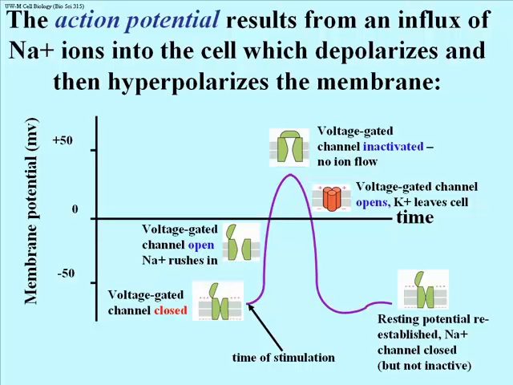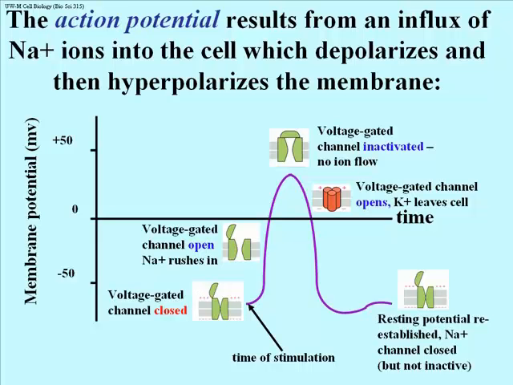I'll point out that the voltage-gated potassium channel was activated by the membrane depolarization that occurred in the first place. So we have a voltage-gated potassium channel opening up and allowing potassium to leave the cell. This results in a return to the resting potential, at which point the sodium channel is now no longer inactive, but it is closed.